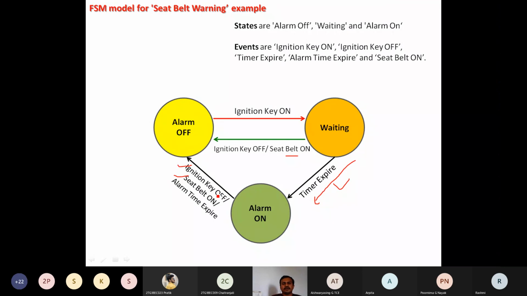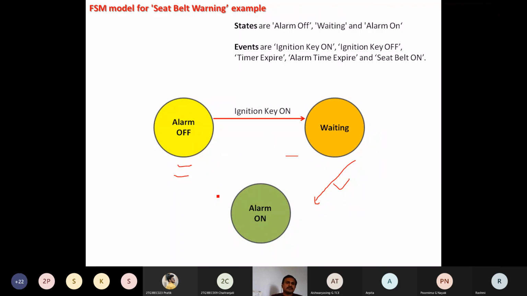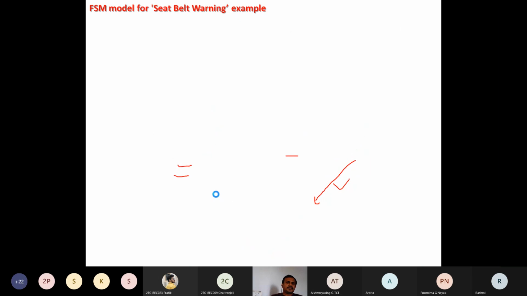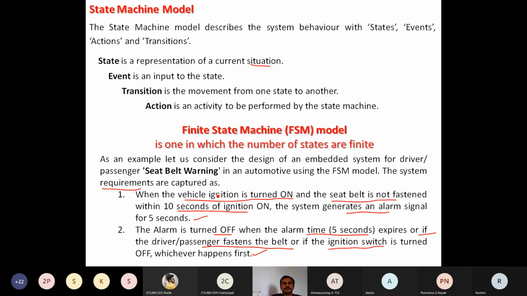So these are all the design models, how we are going to look at the given requirement, the given problem statement. So this one is the example of a seat belt warning system using the FSM model, where the FSM model is going to use the state, event, transition, and action.